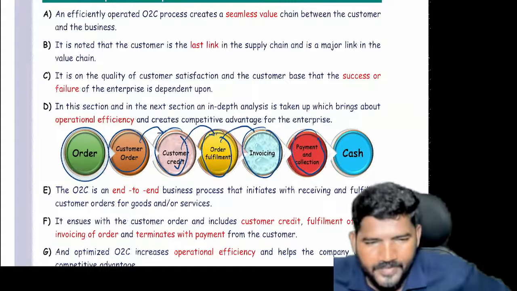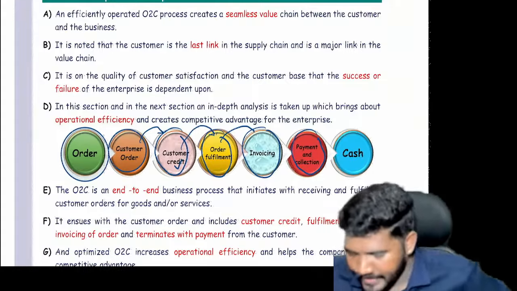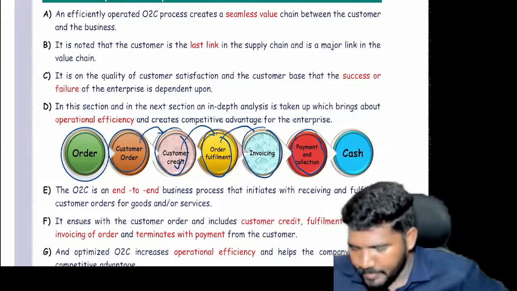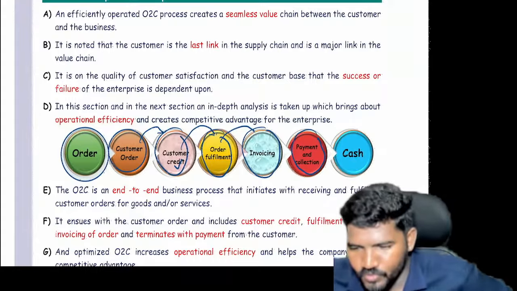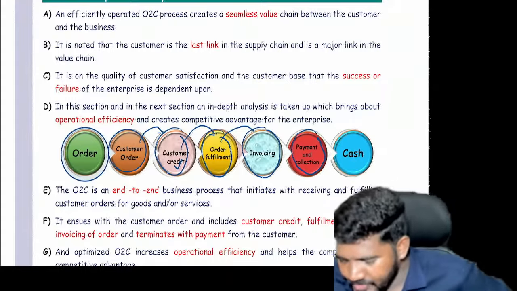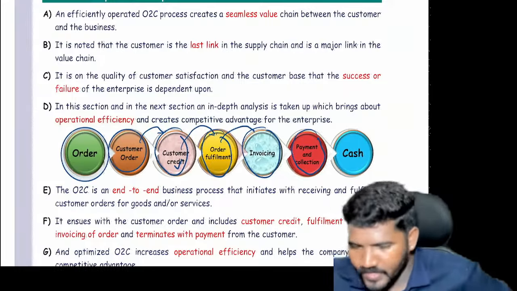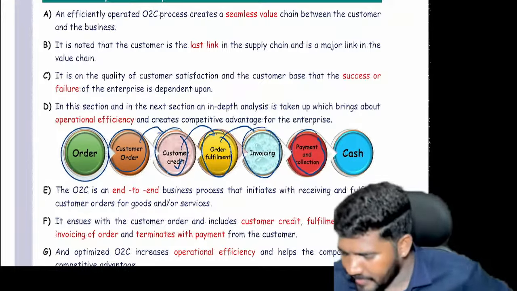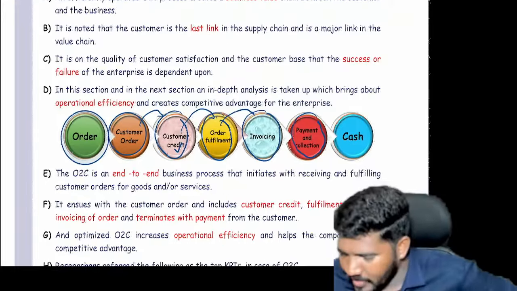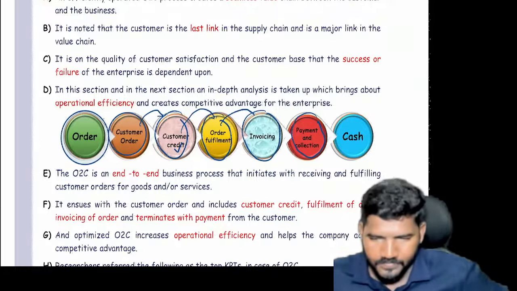I will pay later. That is called customer credit. So after customer credit, the company will fulfill the order. They have sold the goods to the customer with invoicing. After receiving the invoice, we discuss and agree, negotiating the date. On that date, they will pay the cash. That is called payment and collection.